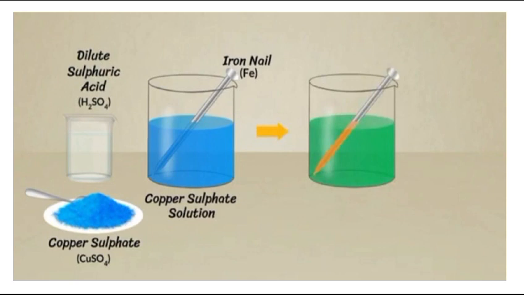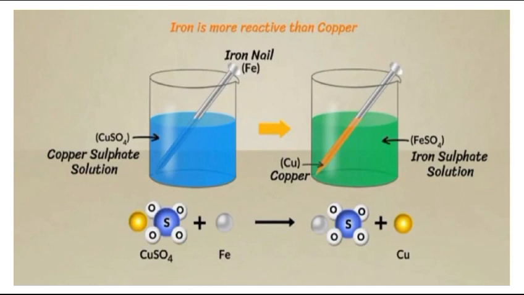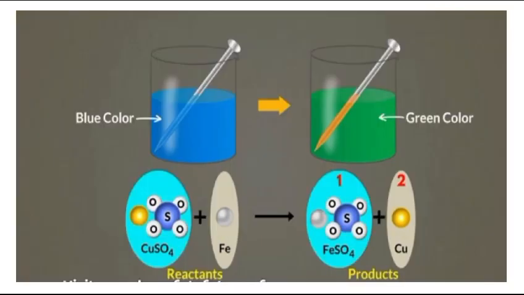It is because iron is more reactive than copper and it removes copper from copper sulfate and sets itself in its place. We can say iron displaces copper from copper sulfate. Clearly, there is a chemical change as copper becomes free and a new substance, iron sulfate, is formed. During chemical changes, one or more new products are formed.